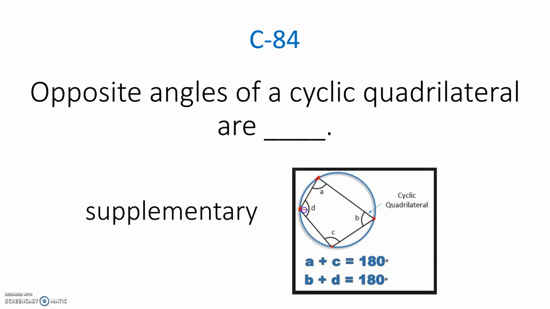Now, why is that? Let's just draw a line that goes from here to here. This inscribed angle is half of this arc, and this inscribed angle is half of this arc. So together they are half of a whole 360-degree circle. So half of 360 degrees would be 180, which means that they are supplementary.